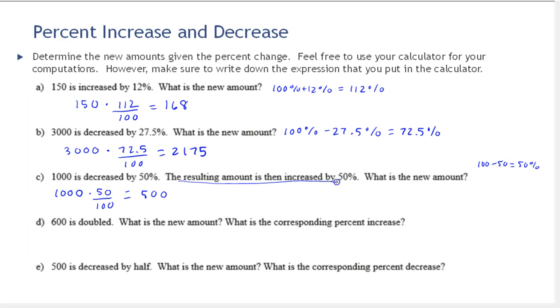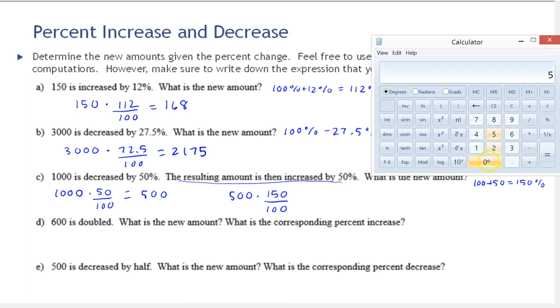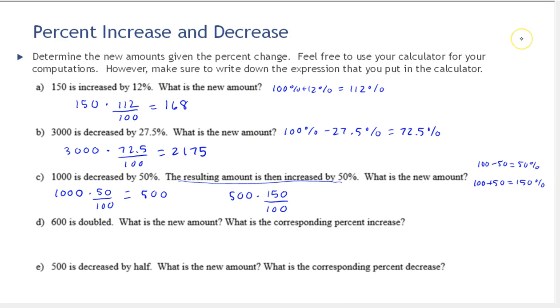Now it says the resulting amount is then increased by 50%. Well, increasing by 50%, we're going to take 100% plus 50% is 150%. So we're going to take 500 and multiply by 150 over 100. Find 150% of 500. So we have 500 times 150 divided by 100, and we get $750. Okay, so I don't know why I made these dollars. We just had 1,000. I must be thinking in money.